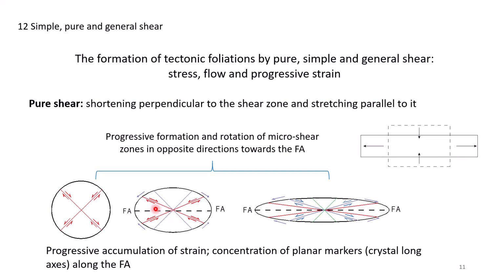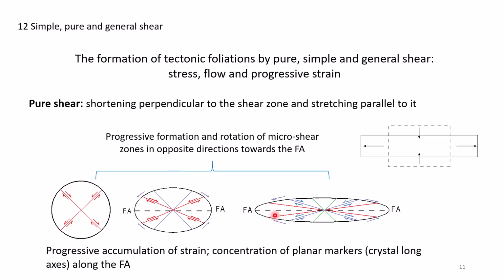here in the next stage we can see that these shear zones with opposite sense of shear have started rotating towards a horizontal line that we call the fabric attractor. At the same time, new micro shear zones are developing in the orientation of maximum shear stress, which is at 45 degrees with sigma 1, which in our example here is vertical.